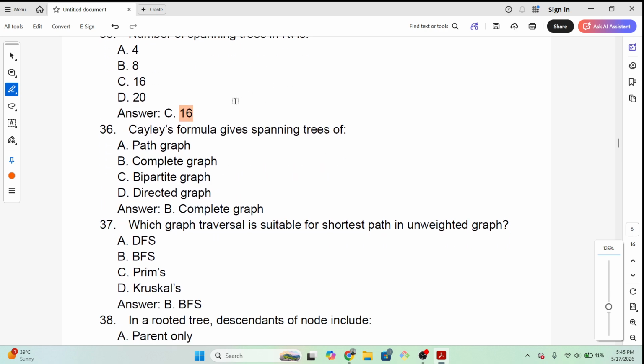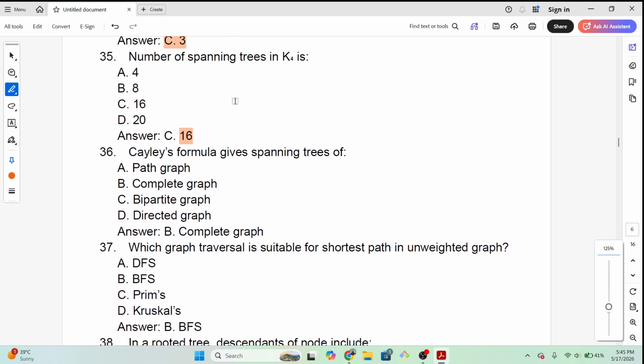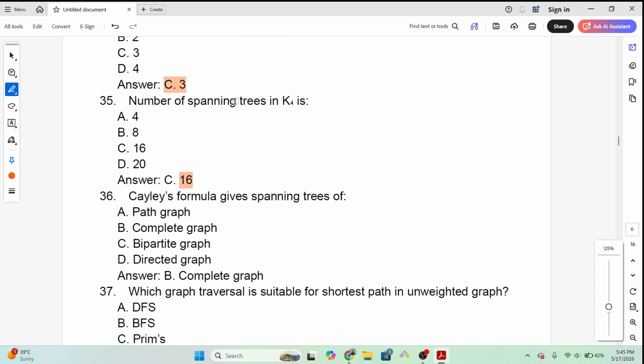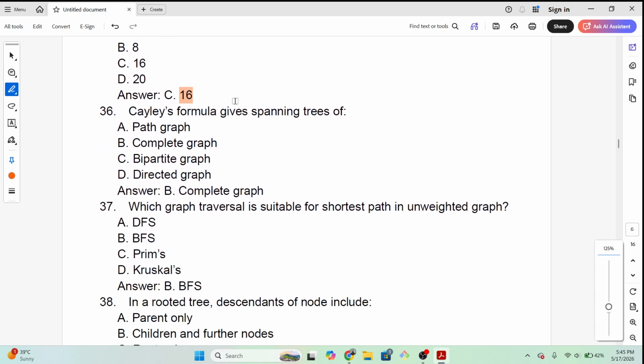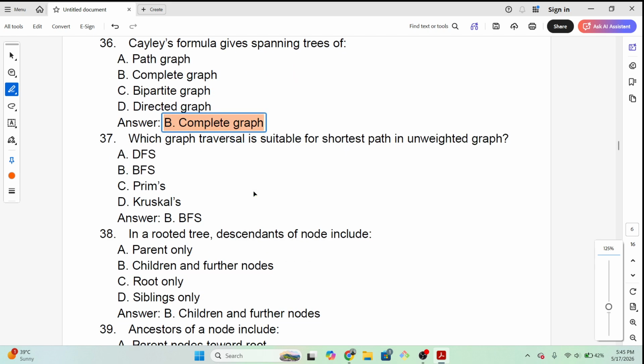For K5, that would be 125. Cayley's formula gives the number of spanning trees in a complete graph, which is n to the power n minus 2, as already discussed. Which graph traversal is suitable for the shortest path? Prim's? No, Prim's is for finding the minimum spanning tree. So BFS is the correct answer.